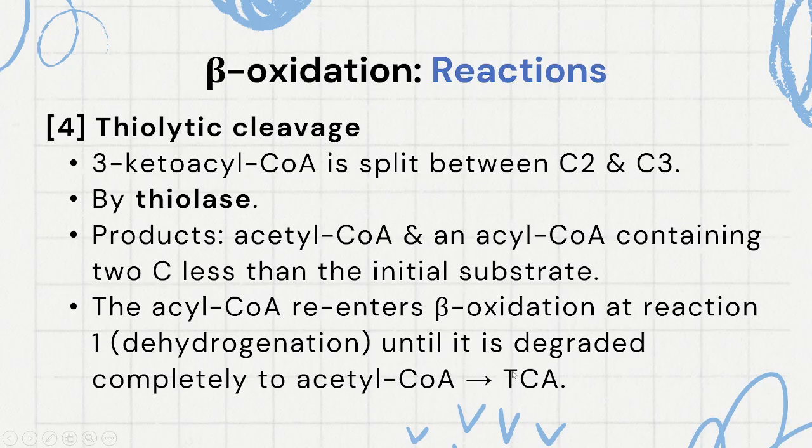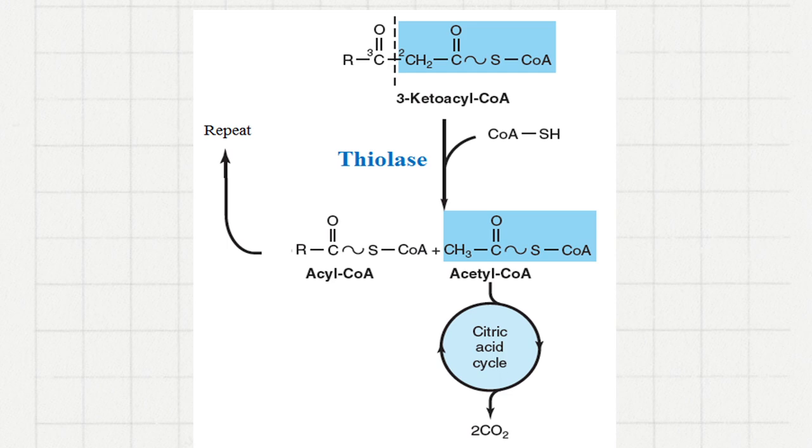The fourth reaction is a thiolytic cleavage of 3-ketoacyl-CoA, in which CoA here will be needed for the new acetyl-CoA. So the cleavage is here. These 2 carbon atoms with CoA will form acetyl-CoA. Our acyl residue will now be 2 carbon atoms less than the initial length.